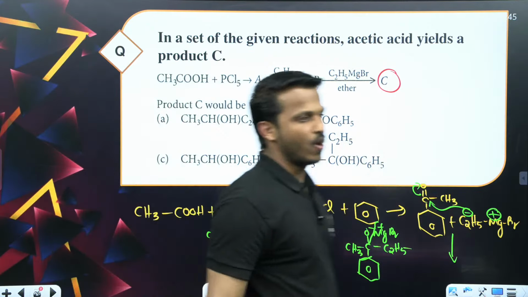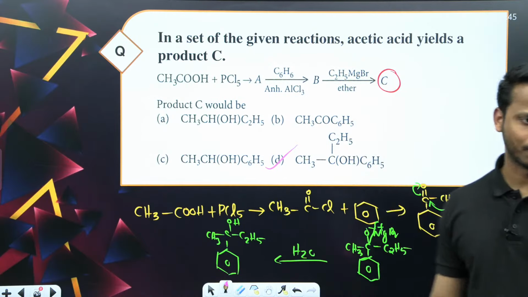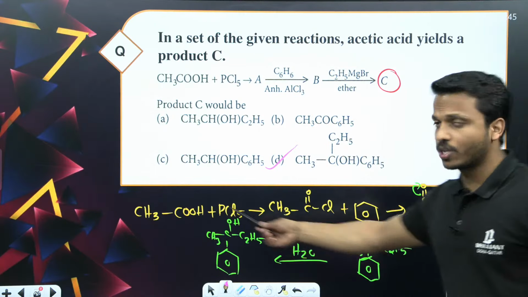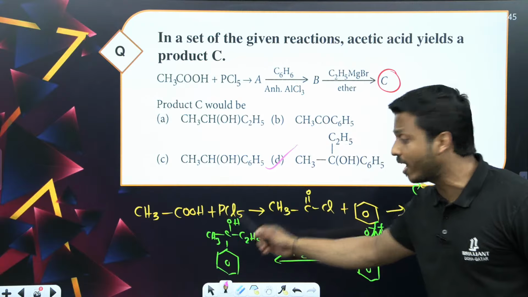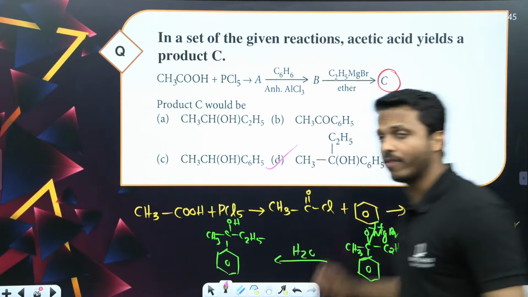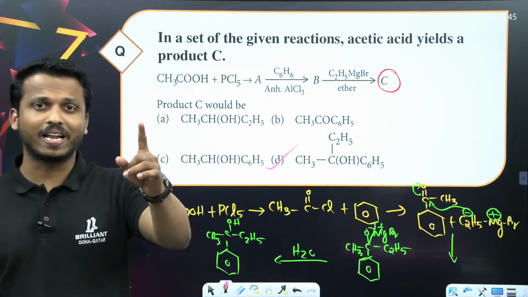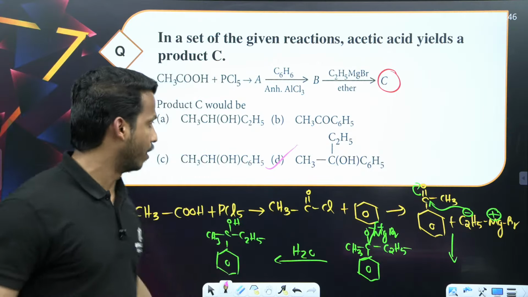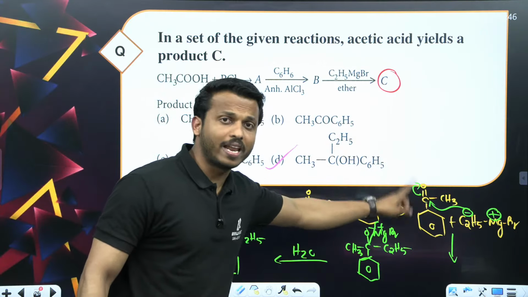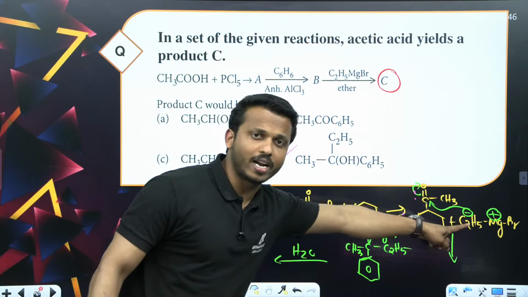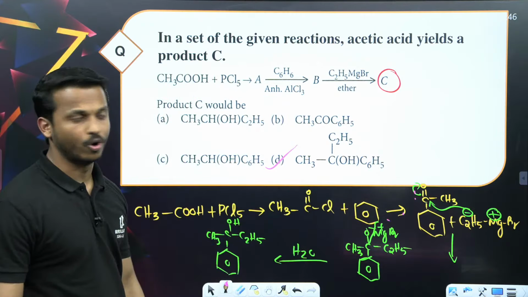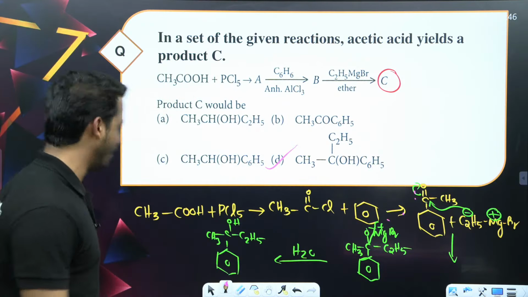Very good, my dear. Option D is the correct answer. First, what is the reaction? Acid with PCl5, acid chloride. Acid chloride with benzene in presence of AlCl3, Friedel-Crafts acylation. After Friedel-Crafts acylation, getting a ketone here, react with the Grignard reagent, product is what? An alcohol. Yes, answer option D.